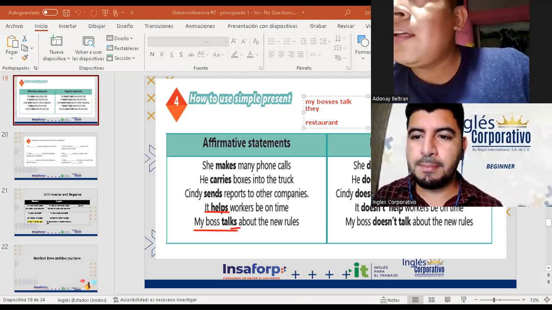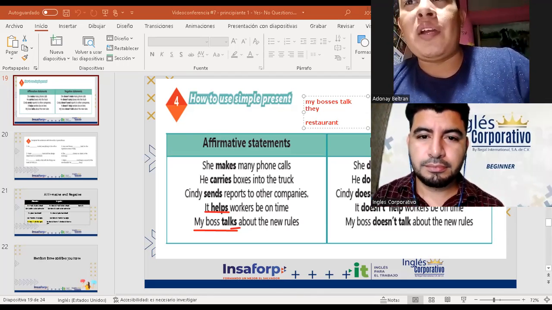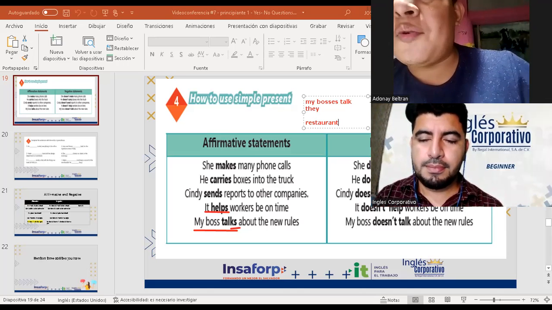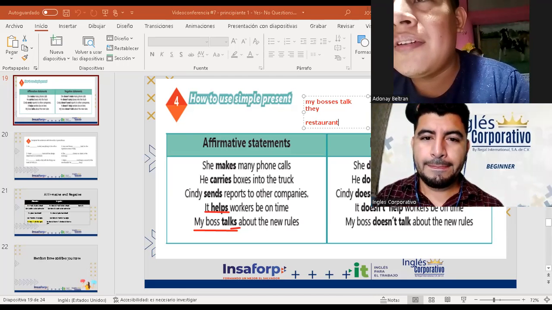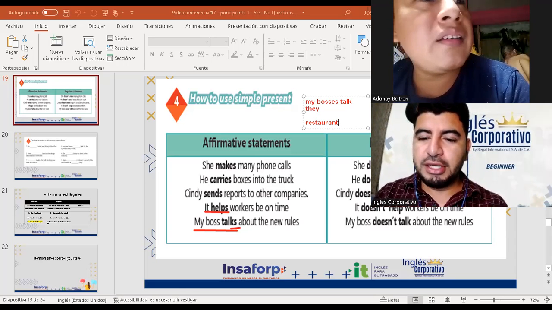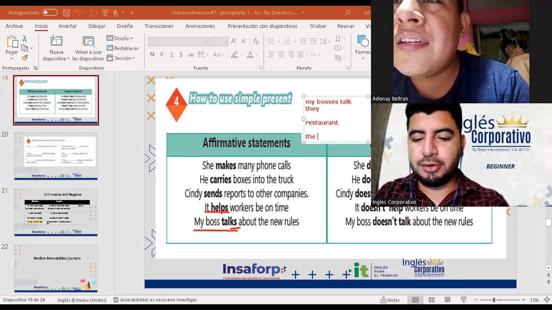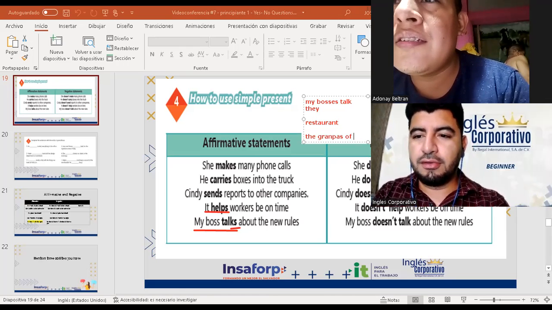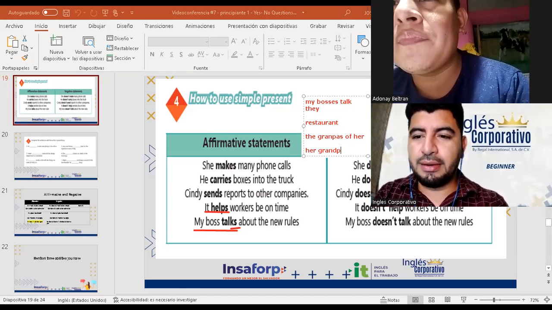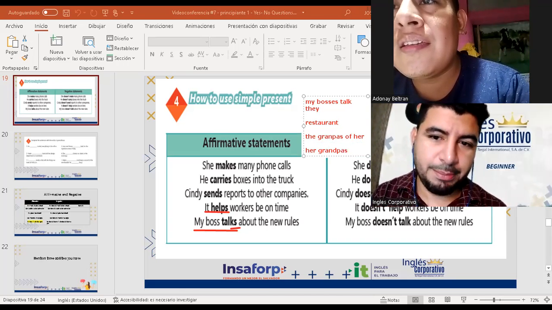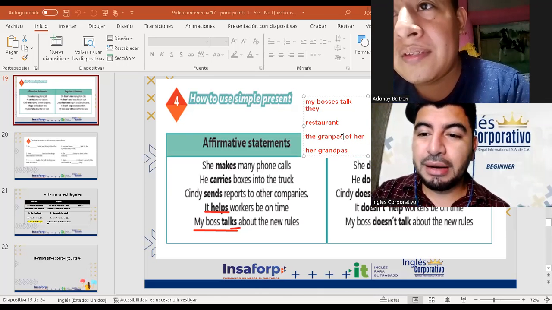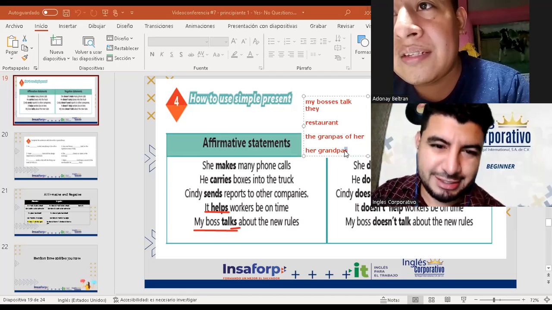Cuando decimos los abuelos de ella, decimos the grandpas of her, o podemos decir simplemente her grandpas, sus abuelos. Okay, her grandpas. Pero aquí estamos en plural. Mira, la clave es ver una S.